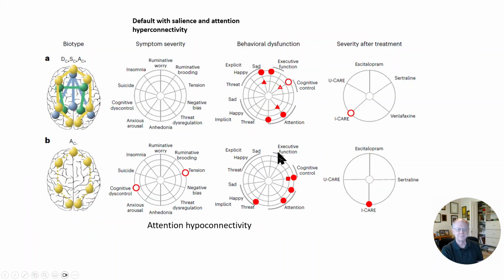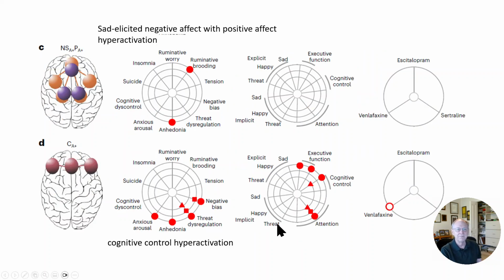Okay, well, does it correlate with anything? Well, these people tended not to respond to cognitive therapy. That's why the circle's open. They're the default with salience, whereas these people with attention hypoconnectivity, you see they have all the cognitive problems here, they did respond to the therapy. Yeah, well, that might make sense. If you're cognitively impaired, maybe cognitive behavioral therapy is just what you need. That's why they call that subtype attention hypoconnectivity.